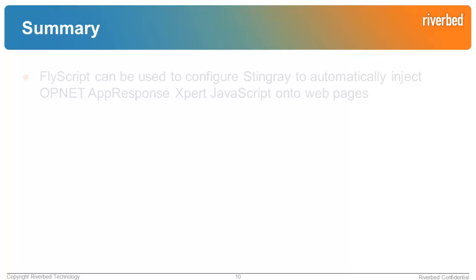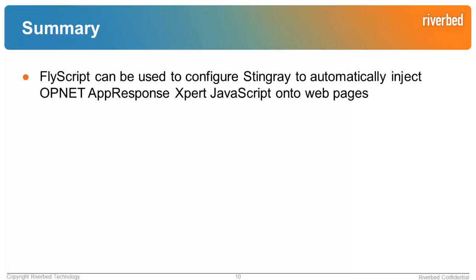So to wrap it all up, Flyscript can be used to configure the Stingray Traffic Manager to automatically insert a JavaScript snippet required by Opnet App Response Expert onto all web pages.